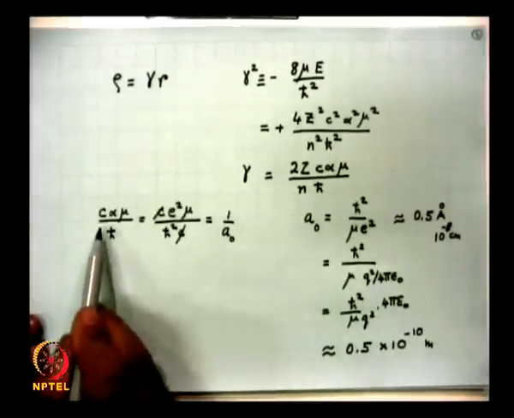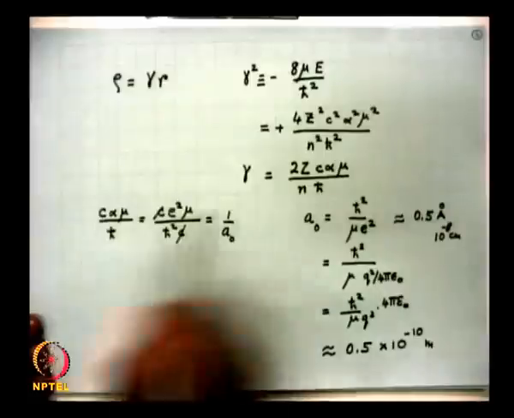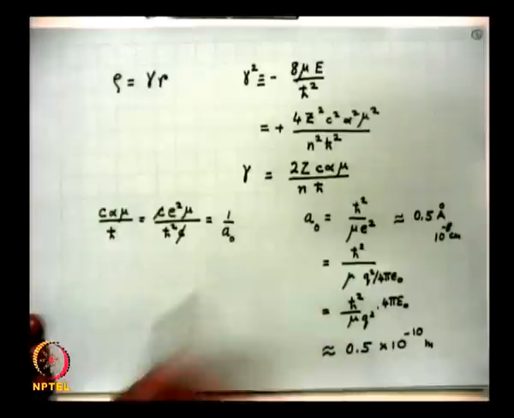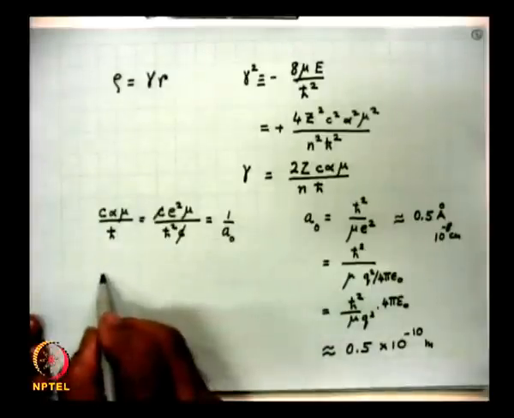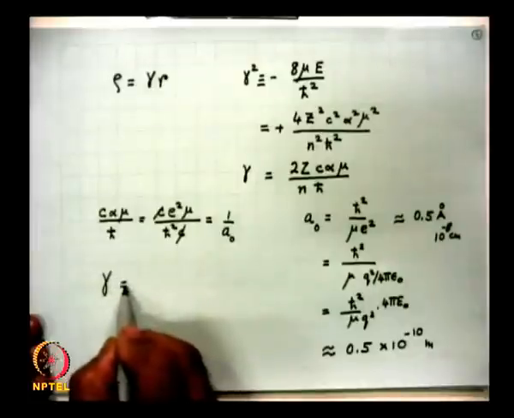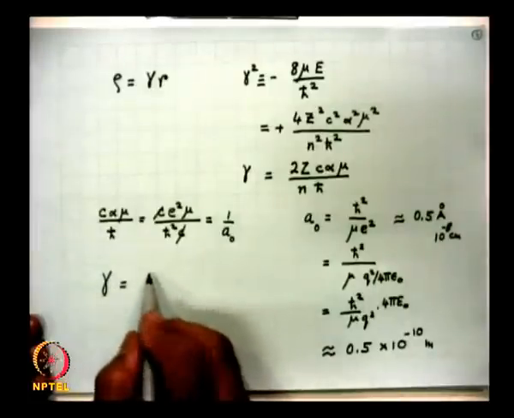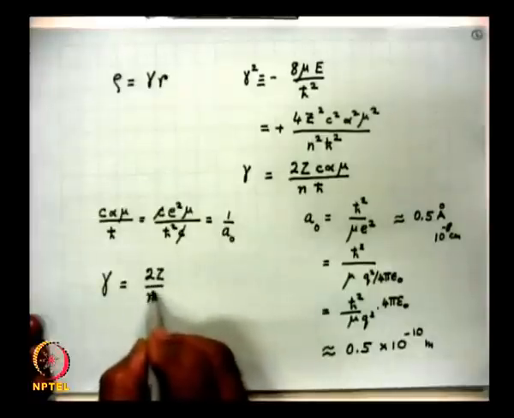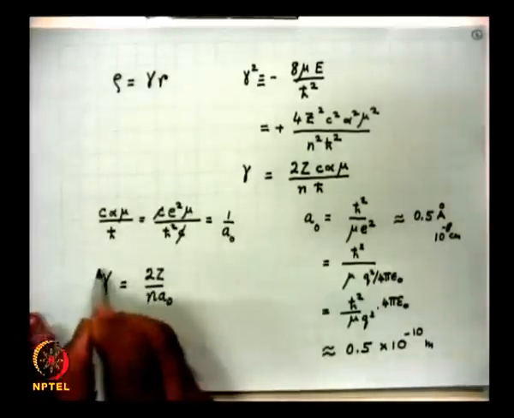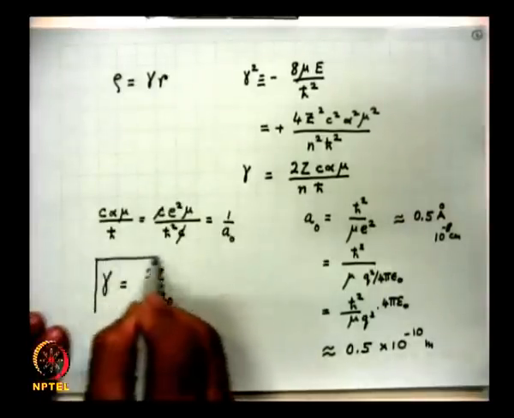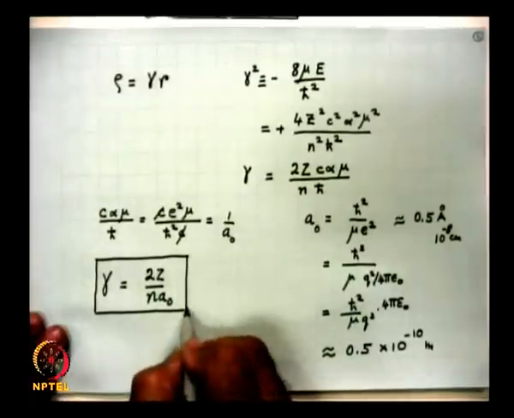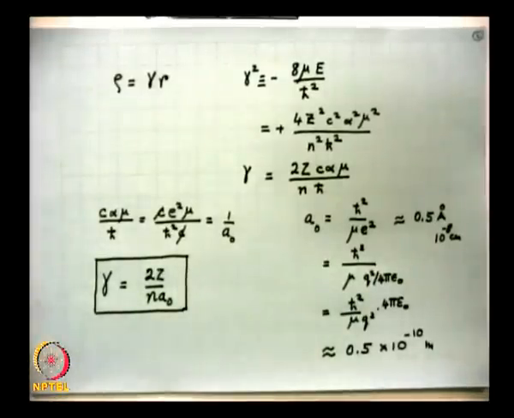So, therefore, we have shown that C alpha mu by h cross is 1 over a 0. So, therefore, we get gamma is equal to 2 z by n a 0. It is better to remember this particular expression for the parameter gamma.